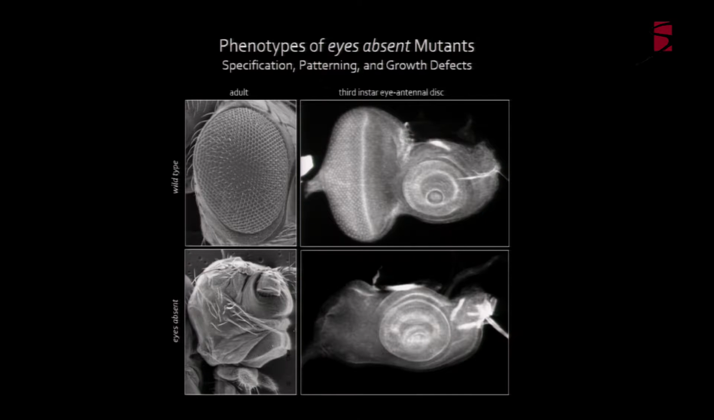And when you're looking at the disc, as I'll show you in a little bit, it is smaller. It'll undergo an apoptotic wave. The patterning, where the morphogenetic furrow usually initiates at the posterior margin and marches across, transforming a sea of undifferentiated cells into photoreceptors, never initiates in these mutants. And so the question is, why does that not happen? What happens to that entire field?